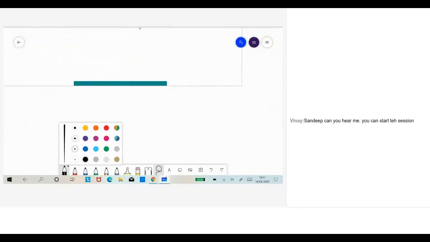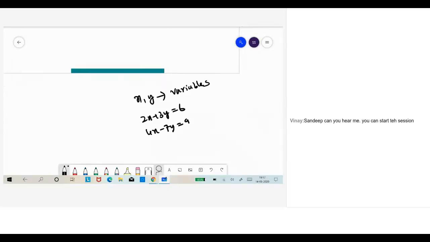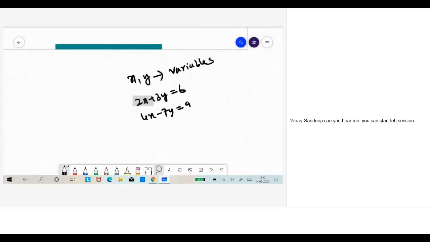Take this example. What is a linear equation in two variables? Let's say x and y, let's take a simple example. x and y are two variables, right? So if you have an equation like 2x plus 3y is equal to 6, or 4x minus 7y is equal to 9, clearly these two equations contain two variables, x and y. That's the reason why we call it a linear equation in two variables.